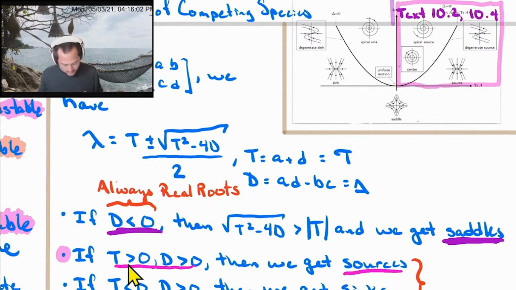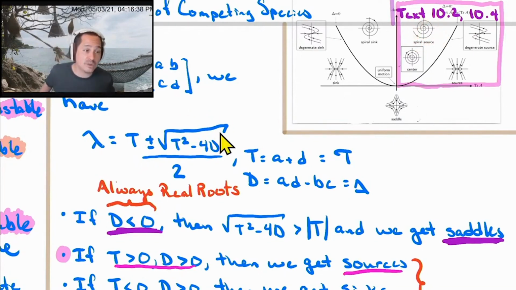Now, let's think about it again. Suppose t squared minus 4d goes negative. If t squared minus 4d goes negative, then you're going to get an imaginary number from this square root. So this term right here is the imaginary number. But this term right here with this t, where the cursor is, is the real part. But if t is positive, that means I have an imaginary number with a positive real part. That means I get a spiral source.